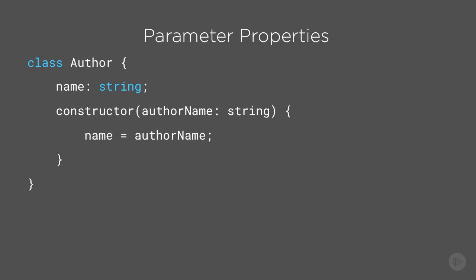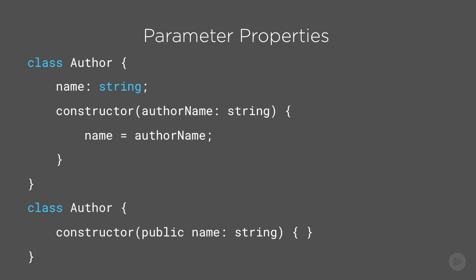It's very common to initialize properties on a new object by passing parameters to the class's constructor and then setting the properties equal to the parameters inside the constructor. Parameter properties are a shortcut for that common pattern. In this simple class, I have a name property. The constructor takes a single parameter which is then assigned to the property. I accomplish the same thing in this second example with much less code.